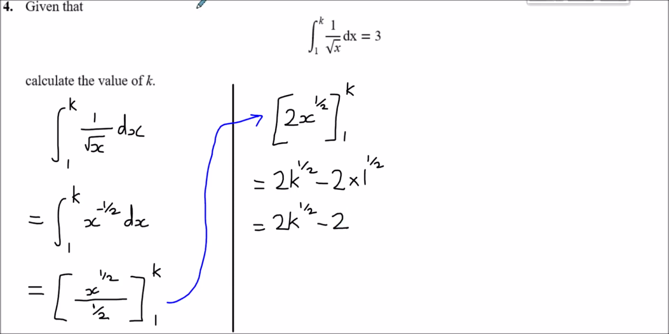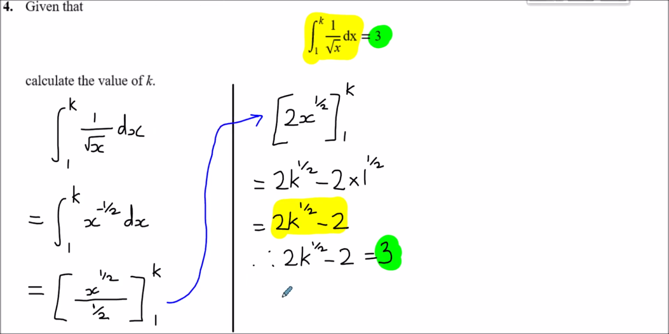And we're told that this equals 3, so therefore 2k to the half minus 2 must equal 3. Okay, what we've done so far is we've worked out this and got that, and we're told it's equal to 3, and so we know that this must equal 3. So now we can actually go forward and solve this.